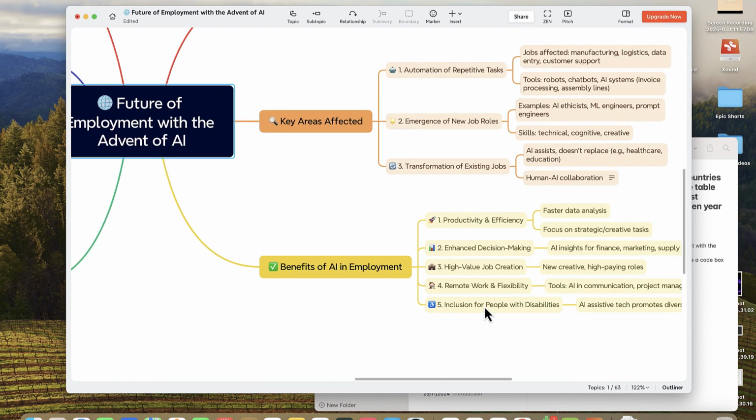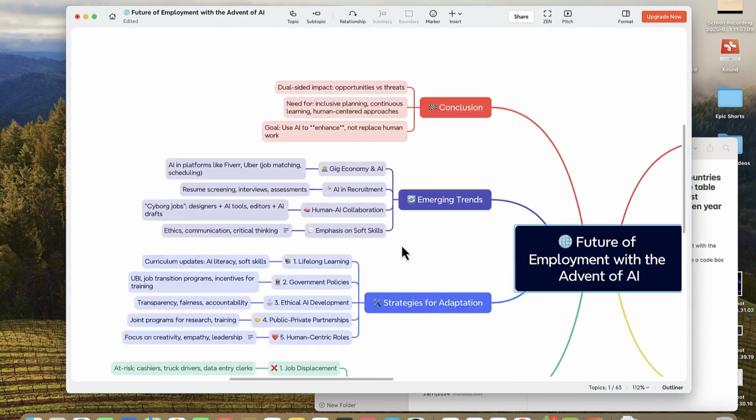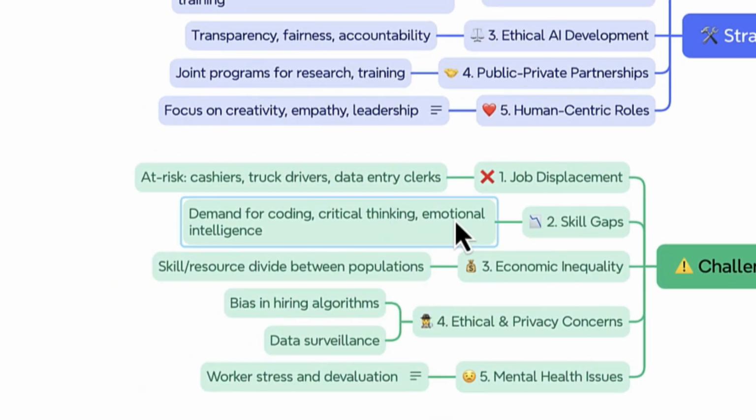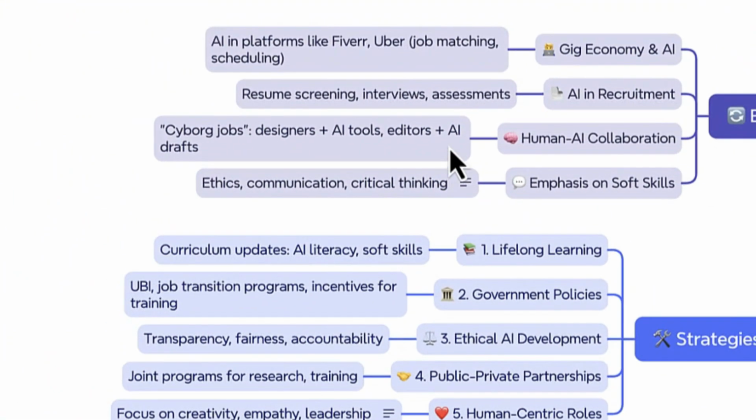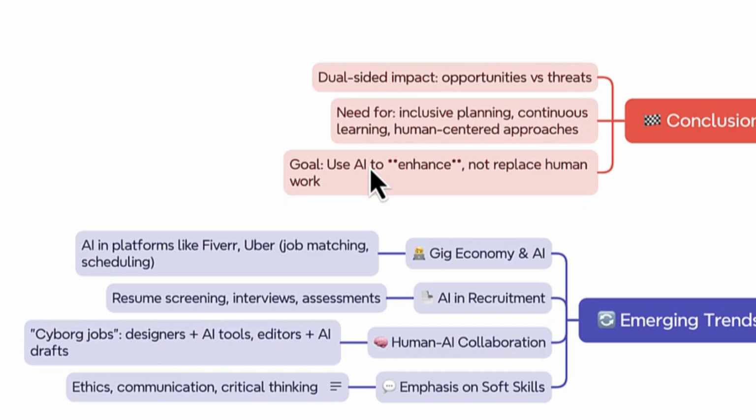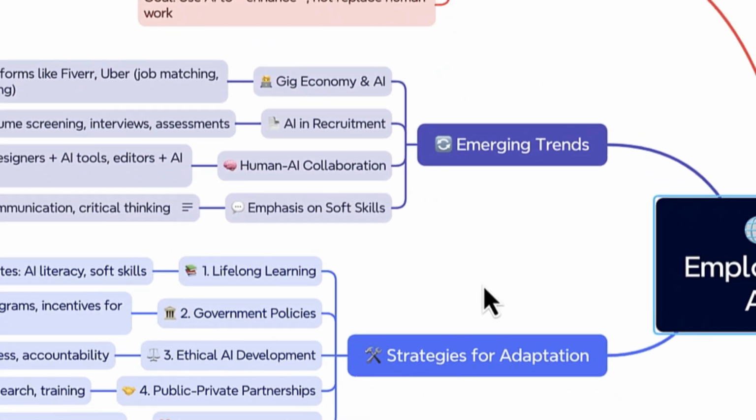You can easily zoom in and you can explain the concept as you zoom in and even zoom out to your audience. And then down here, you can have the challenges and consequences. You can see different types of challenges, different types of consequences that you can have. And then you can have strategies for adaptation. It has listed all the strategies, and then emerging trends in AI as regards employment: AI in recruitment, gig economy and AI, human-AI collaboration, and so on. You can even zoom out and explain each and every concept as it relates to the idea we're talking about. And then conclusively, it has these 3 points under the conclusion, and you can use that as well to explain whatever you want to explain.